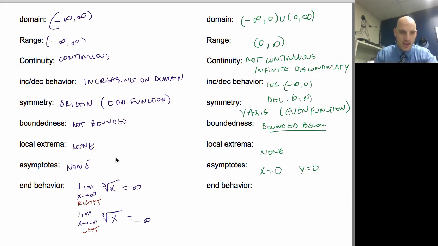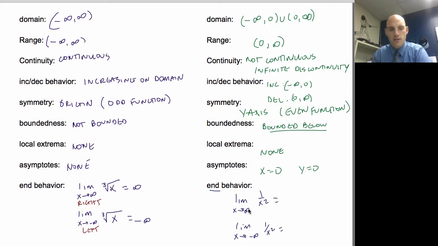I'm going to write a similar statement to this. I have to talk about both ends. The end behavior is those arrows at the end of the graph, they go somewhere. Where do they go? Well, the limit as x goes to infinity, and the limit as x goes to negative infinity of 1 over x squared. Look, where's it going? This is the right side. This is the left side.